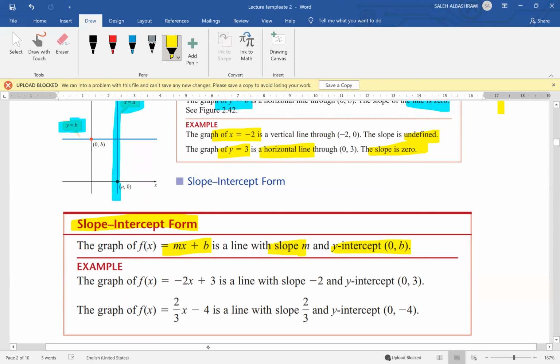For example, the graph of f of x equal to -2x plus 3 is a line with a slope equal to -2. This is the slope. And the intercept is (0, 3). This is the y-intercept. The graph of f of x equal to 2/3 x minus 4 is a line with slope equal to 2/3 and y-intercept (0, -4).